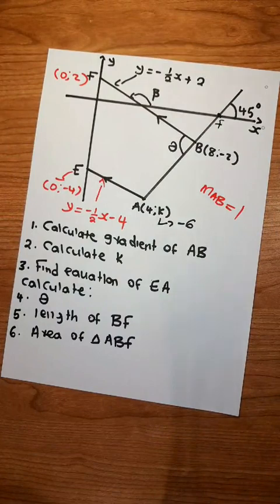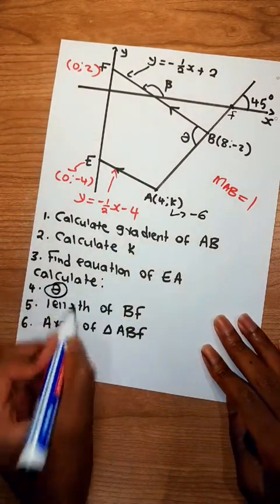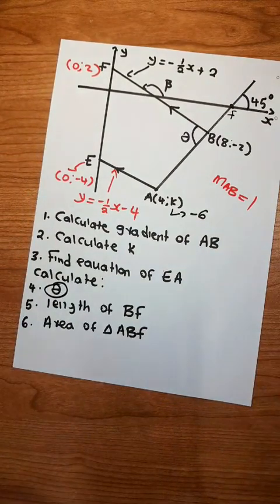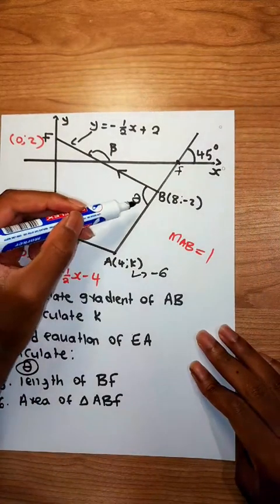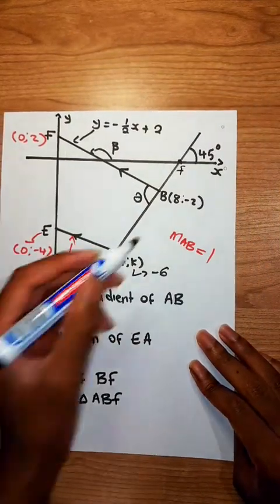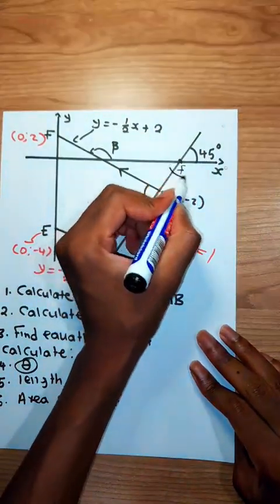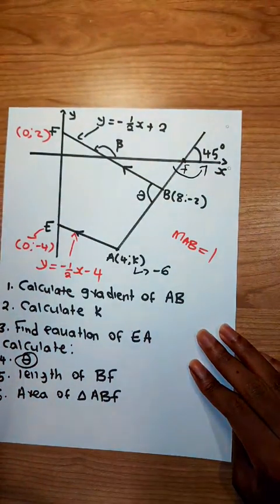Now, the other question that freaks a lot of people out, they say calculate theta, right? So we want to find where theta is on the diagram. So you find that theta is actually here, right? How do you calculate theta? Well, look at this, guys. Because this is 45 degrees, it also means this angle is going to be 45 degrees, right?